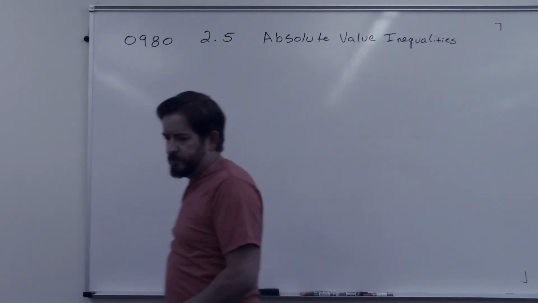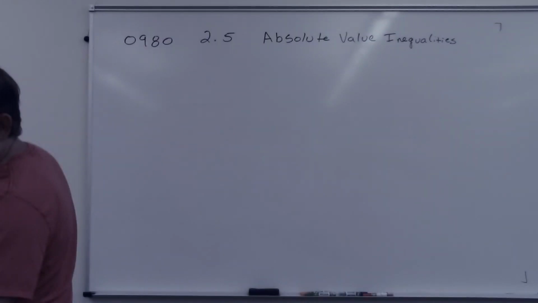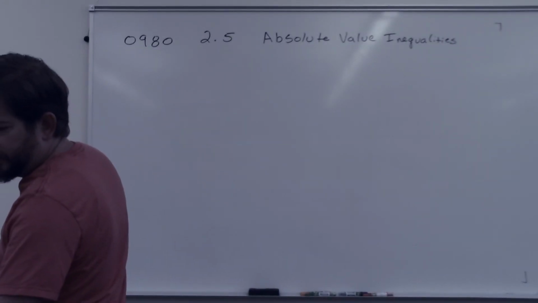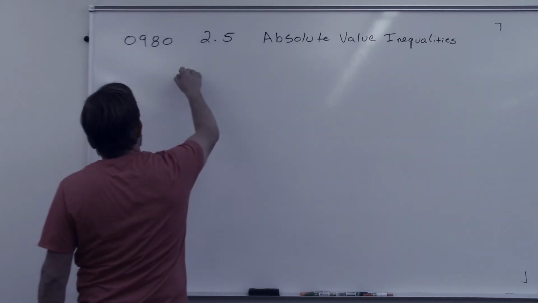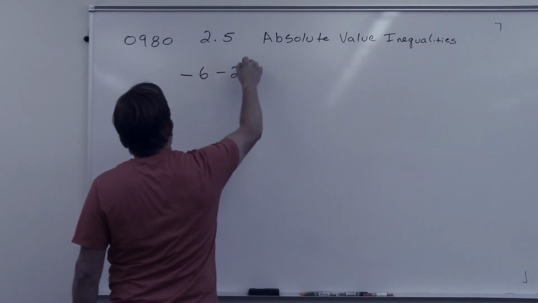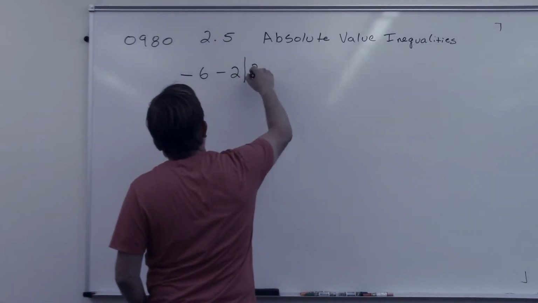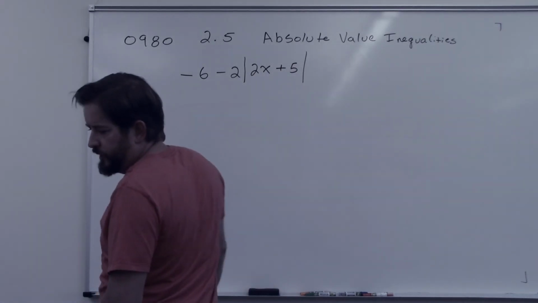Okay, let's take a look at, let's say, here's a good one. From the example about halfway down in this reading here, let's do this one. Minus 6 minus 2 times the absolute value of 2x plus 5 is greater than -8.